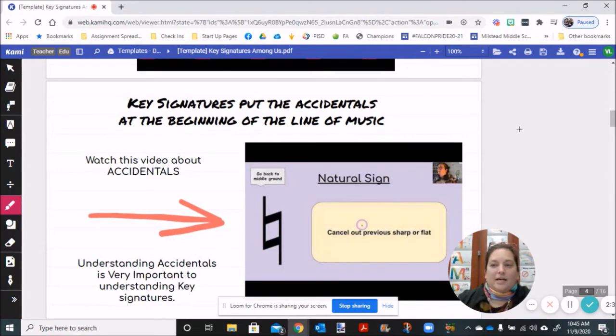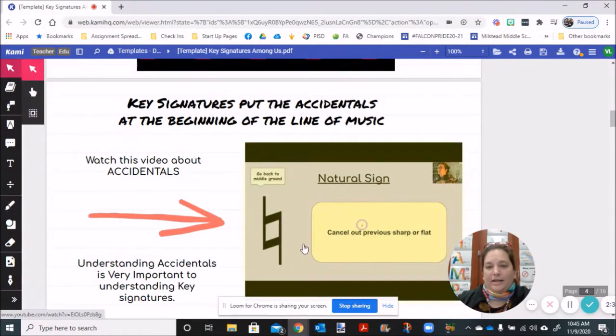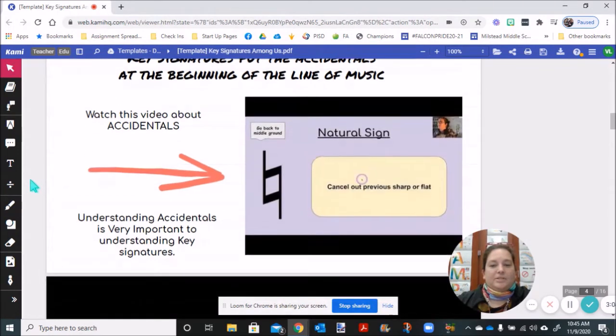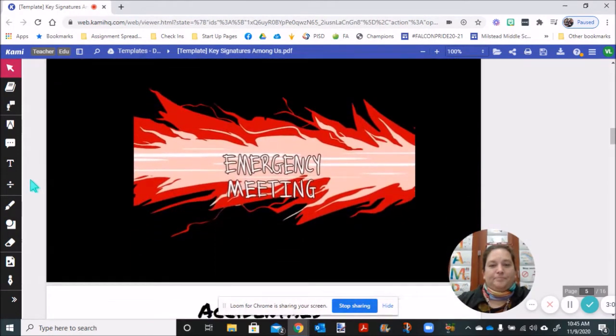Now, in this slide deck here, if you have your pointer selected and you click right here, that is a link to a video. I want you to watch it. It tells you all about accidentals. And on the next slide, we're going to talk about what they went over in the video. So please pause this video, go to the assignment in Google Classroom, and click on this picture right here. And that will take you to the video that's all about accidentals. Now, I'm assuming you did that, and we're going to move on.